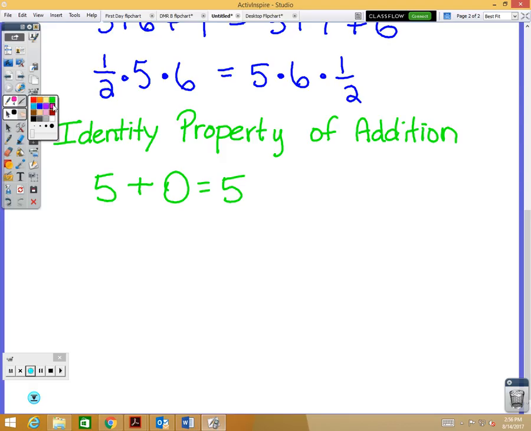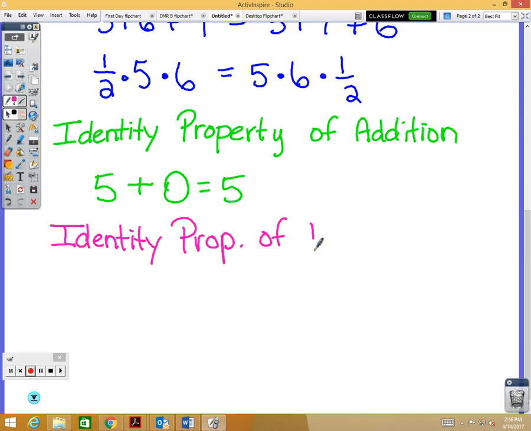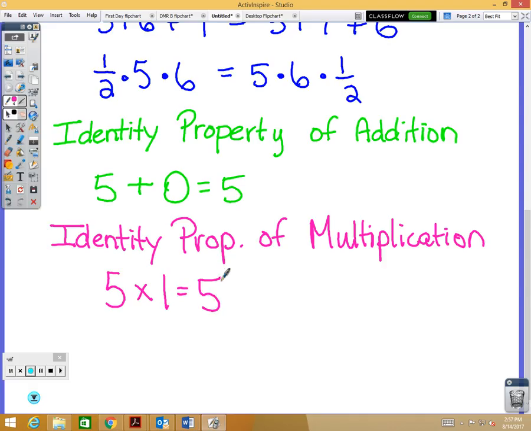Thinking along the same lines, when you talk about the identity property of multiplication, let's say we have that 5 again. What number can we multiply 5 by and not change the identity? 1. So the identity property of multiplication says if you multiply a number by 1, you don't change the value of the number.